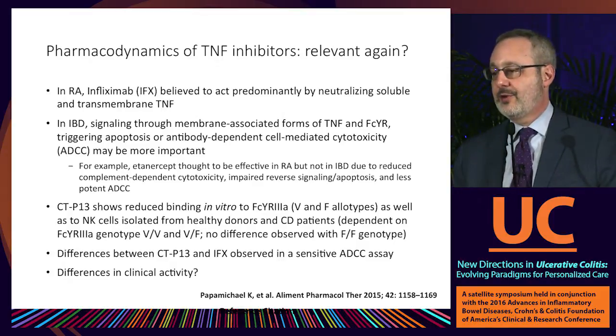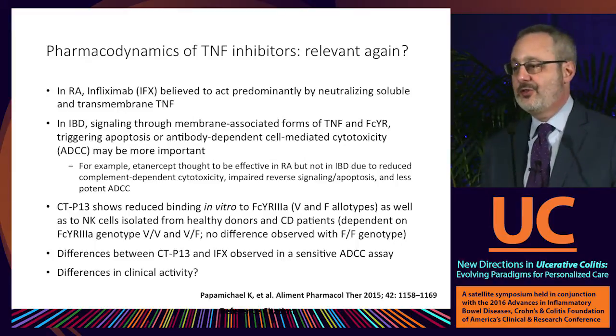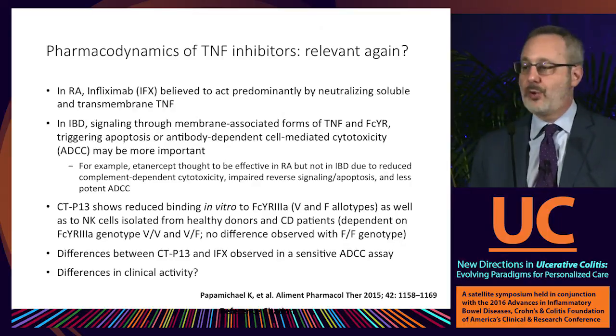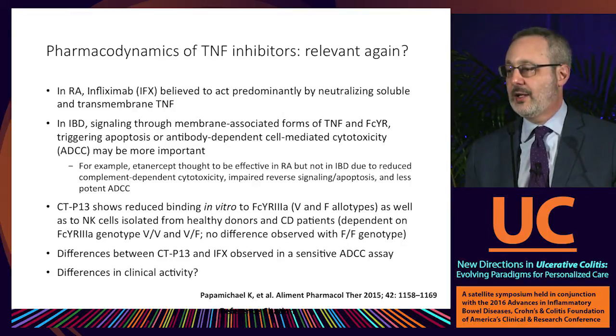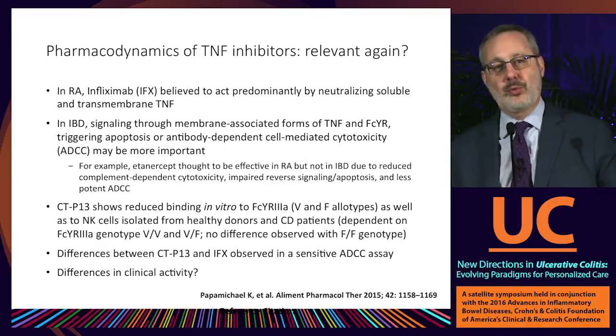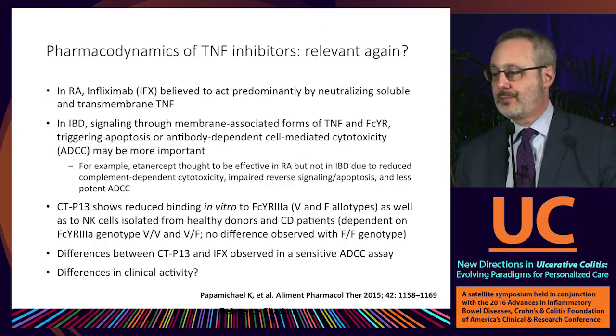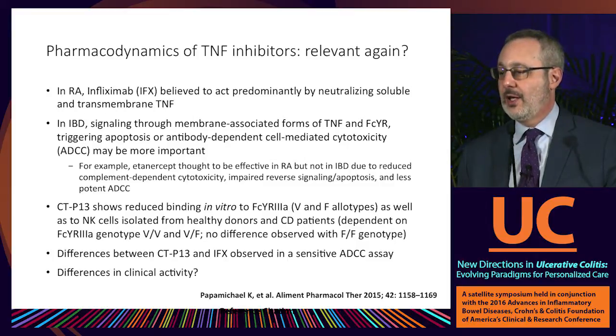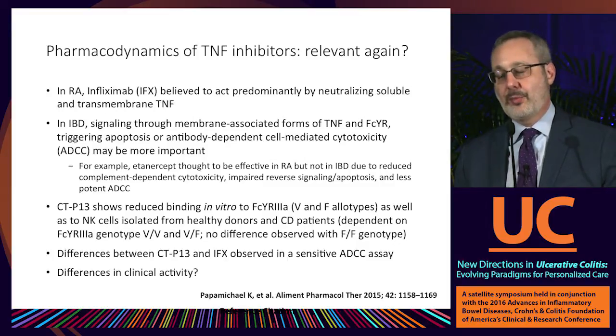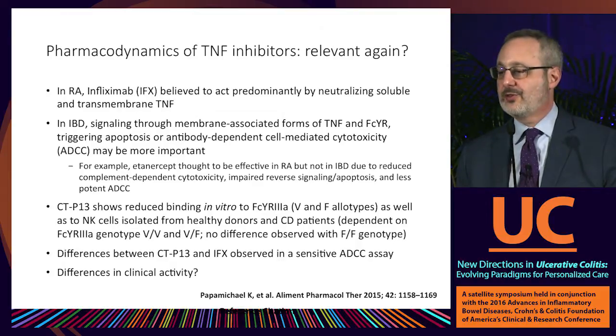In rheumatoid arthritis, infliximab is thought to work predominantly through neutralizing soluble and transmembrane tumor necrosis factor. But in IBD, we have additional signals for efficacy, and this has to do with membrane association with the TNF and the Fc gamma receptor, and this triggers apoptosis in some of these cells or antibody-dependent cell-mediated cytotoxicity. These mechanisms may be more important than simply binding to the TNF in circulation. As an example of that, etanercept is thought to be effective in RA and probably not effective in IBD, at least insofar as it's been studied, and this may have to do with these different mechanisms.